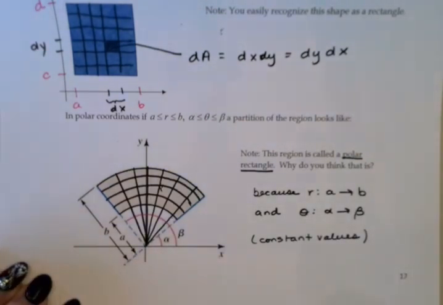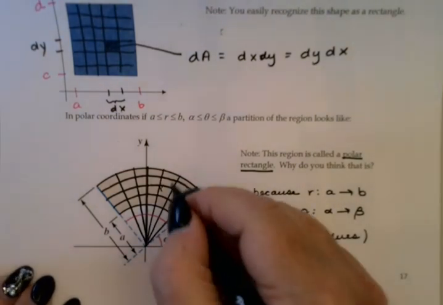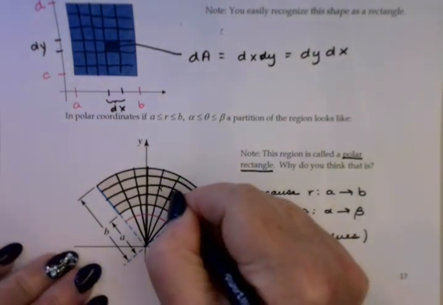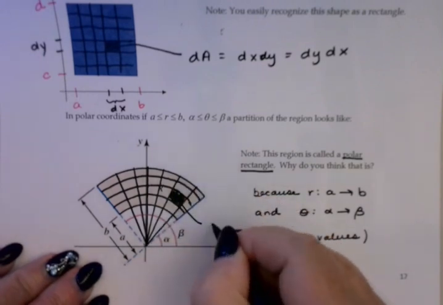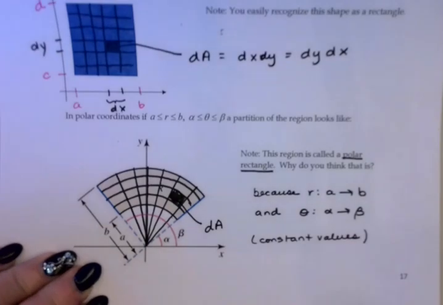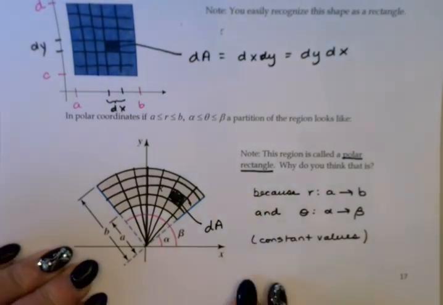So that's what a partition of the polar rectangle would look like, where again we could pick out one little piece of this, and that would be our dA. On the next page, we're going to talk about how to calculate dA.